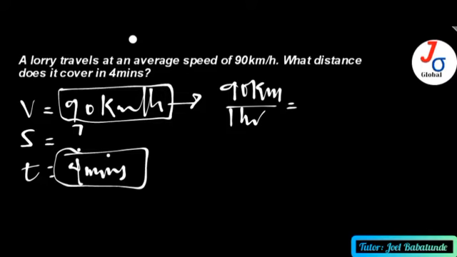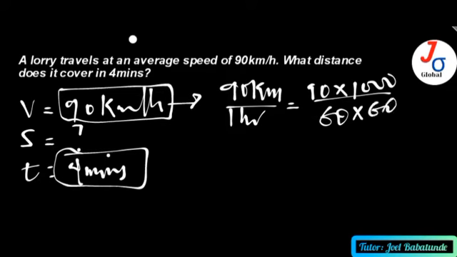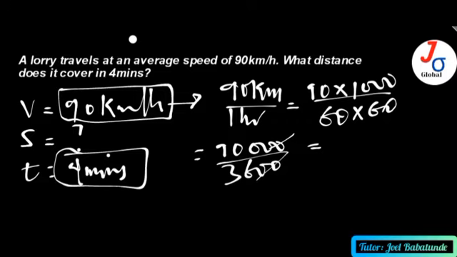To convert 90 kilometers to meters, you have 90 multiplied by kilo, 1000, then divided by 1 hour, which is 60 seconds make 1 minute, 60 minutes make 1 hour. So I have 90,000 divided by 3,600. Two zeros cancel out, so 900 divided by 36 is 25. That's 25 meters per second, so V is equal to 25 meters per second.